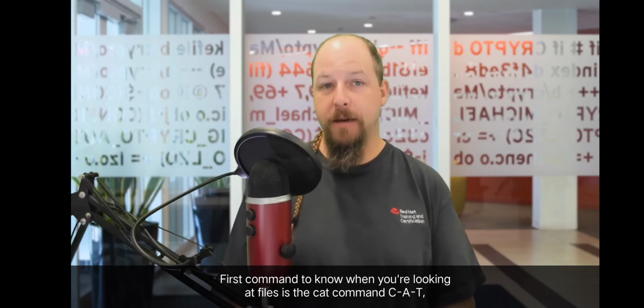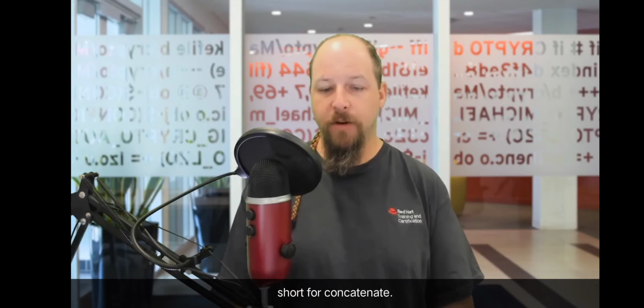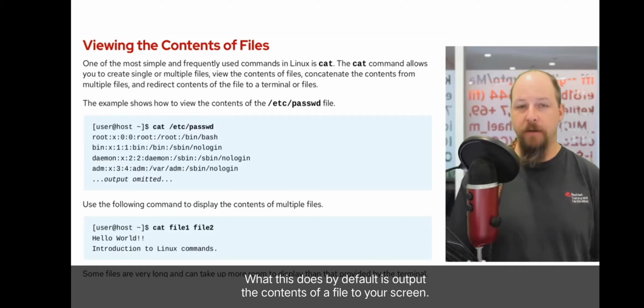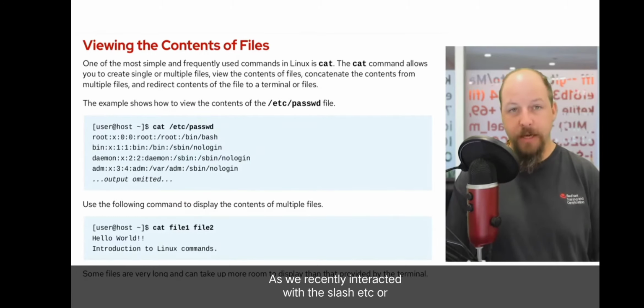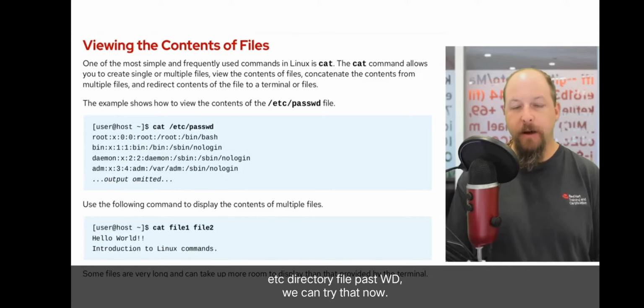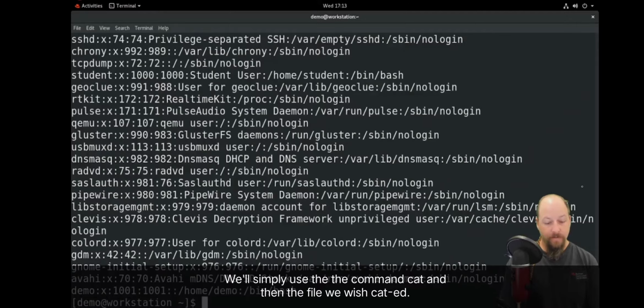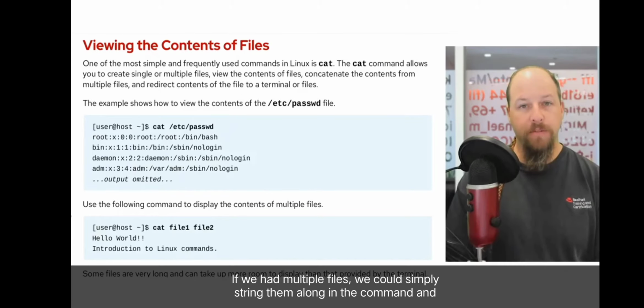First command to know when you're looking at files is the cat command, C-A-T, short for concatenate. What this does by default is output the contents of a file to your screen. As we recently interacted with the /etc directory file passwd, we can try that now. We'll simply use the command cat and then the file we wish catted. The file is then concatenated or printed to your screen.